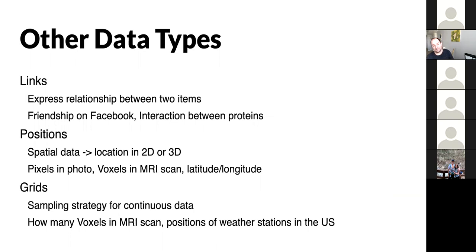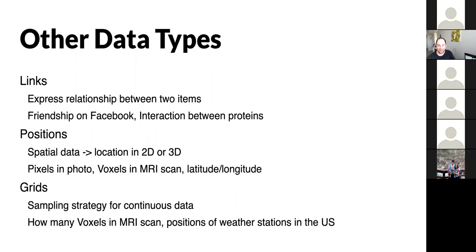We also have other data types such as links, positions, and grids. Links express relationships between two items. This is important in all kinds of networks. For example, in social networks, a friendship connects two people with a link, or interactions between proteins connect those two proteins with a link.